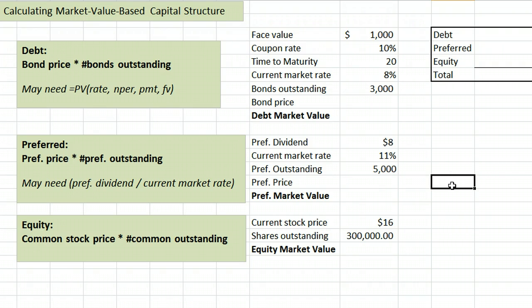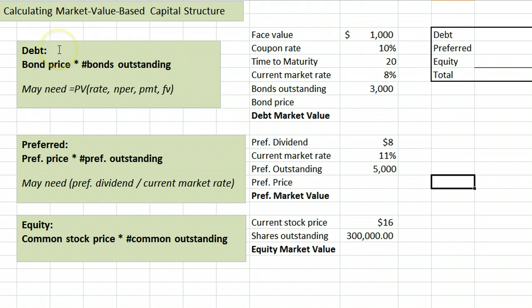This video will show how to find the market value based capital structure of a firm, meaning finding the percentage of the capital structure that is debt versus preferred stock versus equity or common stock. At its very basis, it is relatively simple. We need to find the market value of each of these three things in turn, and then we just find out what percentage each is.